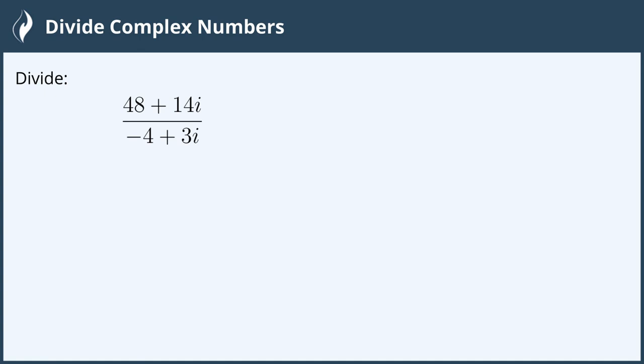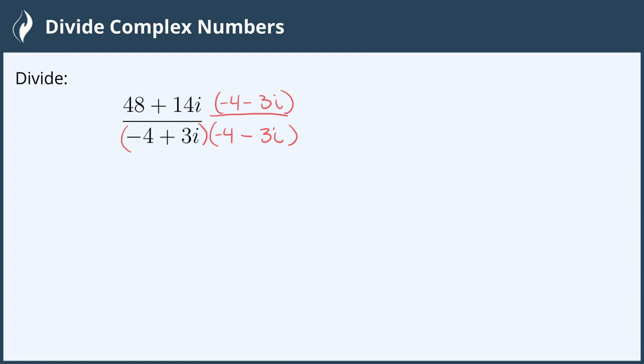To divide complex numbers, we have a radical in the denominator, and we don't like radicals in the denominator, so we need to multiply by the conjugate of the denominator to get rid of the radical down there. So we have -4. The conjugate changes the middle sign, so we get minus 3i. And because we need to keep the ratio the exact same as the original, we need to multiply the numerator by the exact same thing as the denominator.